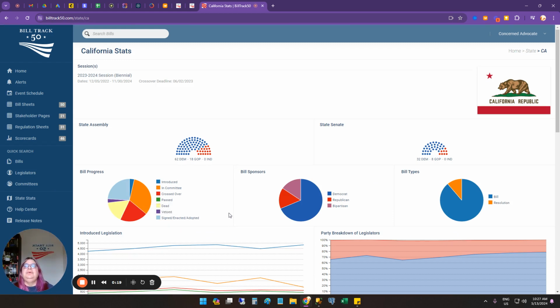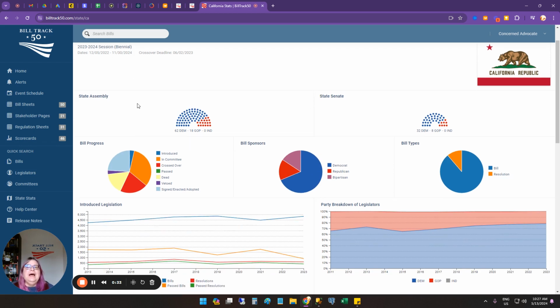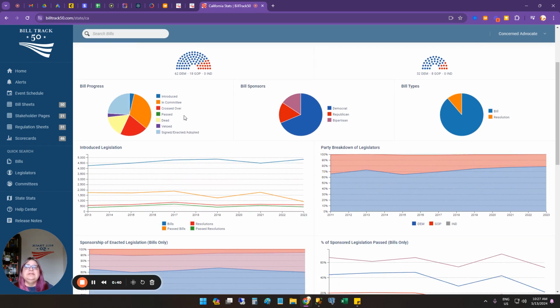And what we will show you is the session dates. So the start and projected end session date, and if there's a crossover deadline. Once it finishes, you'll get a little flag over here that says ended, and it'll be the actual date. And then we'll show you the breakdown of the Assembly or House and then the Senate. And then we'll show you where bills are at in the whole process. And so this is for the current session only, just showing you how many bills are where.